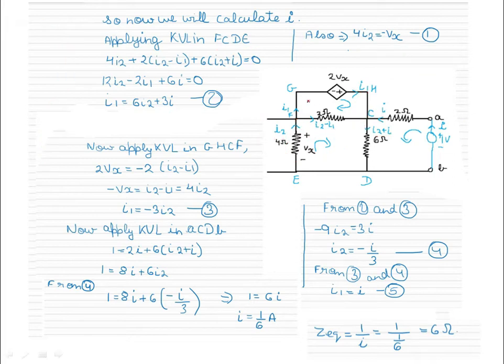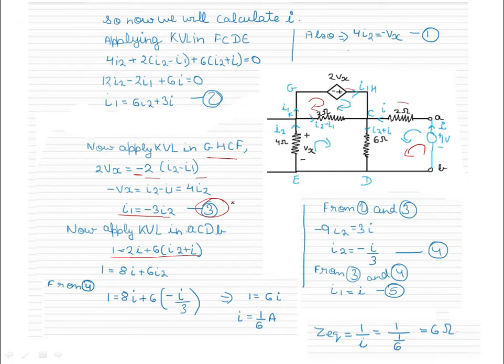Okay, now we'll apply KVL in this loop. So here 2Vx is equal to, see here the current is flowing in this direction, but we are moving in the opposite direction. Therefore we'll add a minus sign. So 2Vx is equal to 2(I2 minus I1). Therefore we get another equation. So now in the end we'll apply KVL in this loop. Therefore 1 volt is equal to 2I plus 6(I2 plus I), which is this.